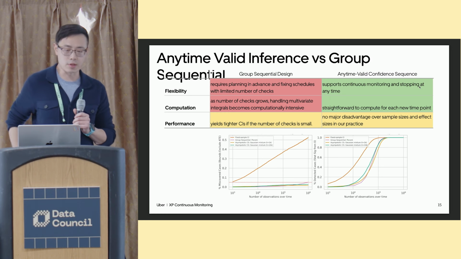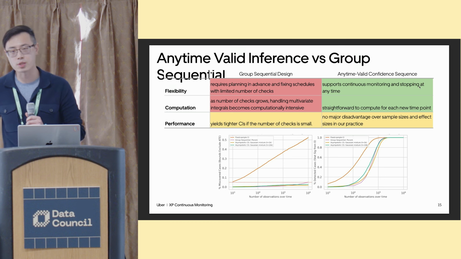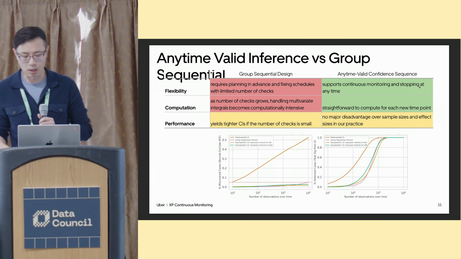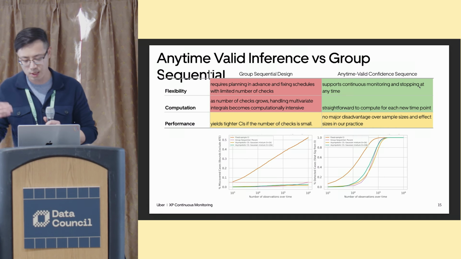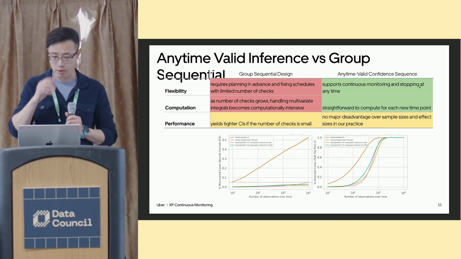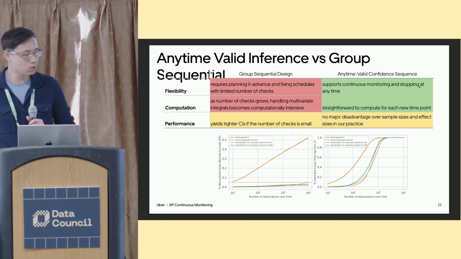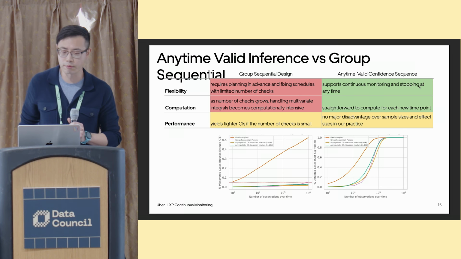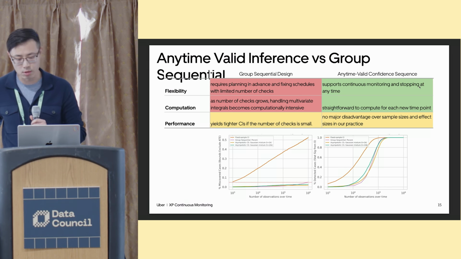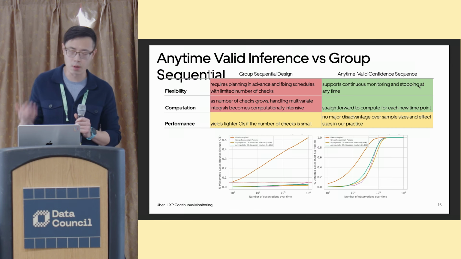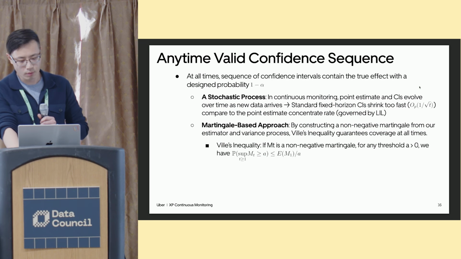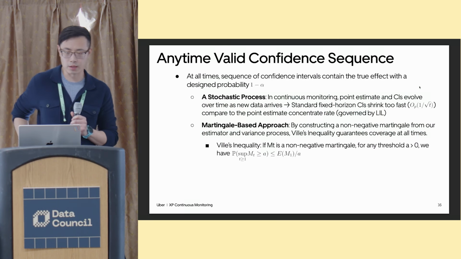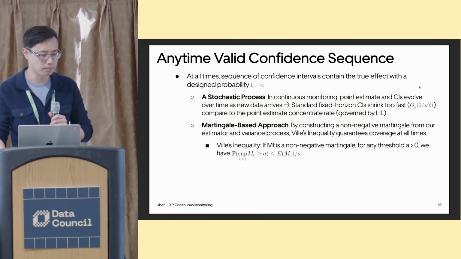For anytime valid inference, or anytime valid confidence sequence, it's a very natural tool to support continuous monitoring. So you can peek at any time and stop at any time. The computation is very straightforward. And also from our large-scale simulations, we don't find major concern in terms of detection speed over the typical sample sizes and typical effect sizes for our AB experiments at Uber. So we decided to adopt anytime valid confidence sequence along with this monitoring system.